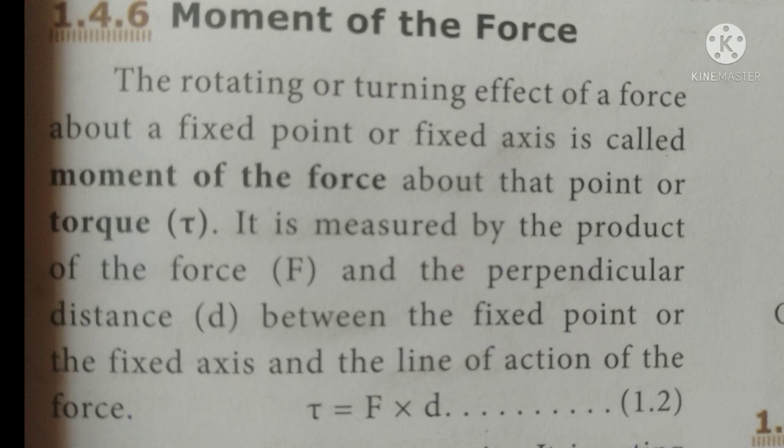Example, the door fixed on the hinges. Along the hinges is the axis. The door is fixed with the axis, so the door is rotated about the hinges. That is the fixed axis. So the rotating or turning effect of a force about a fixed axis or fixed point is called moment of force.